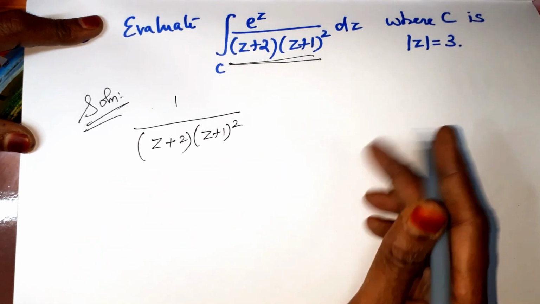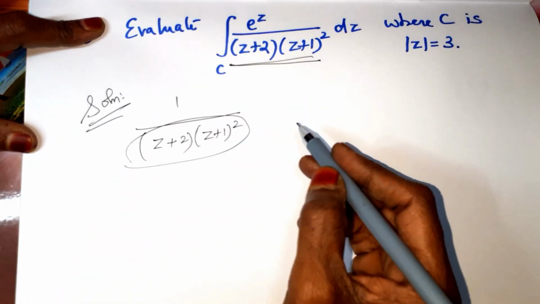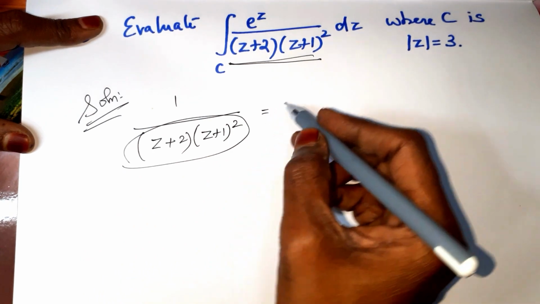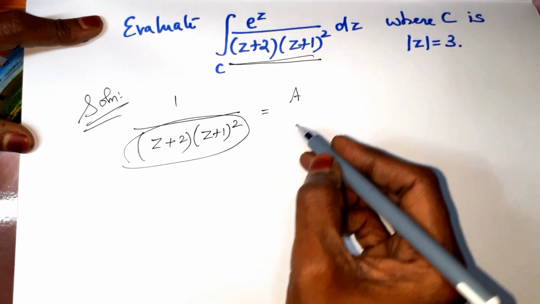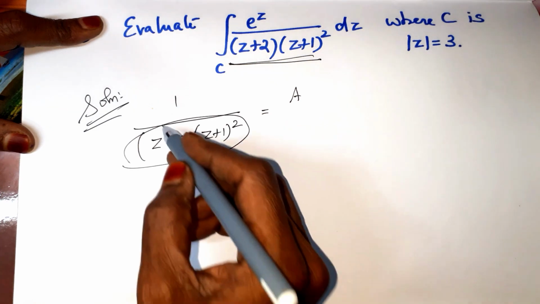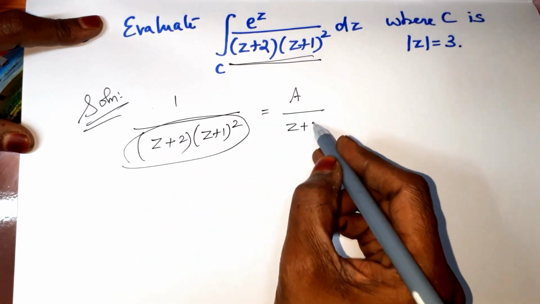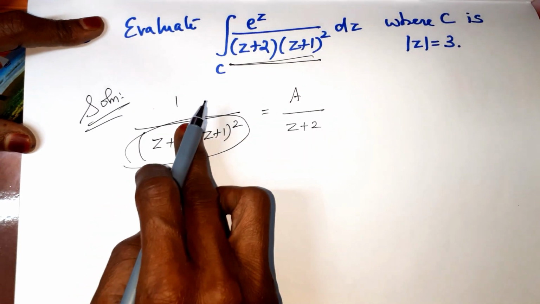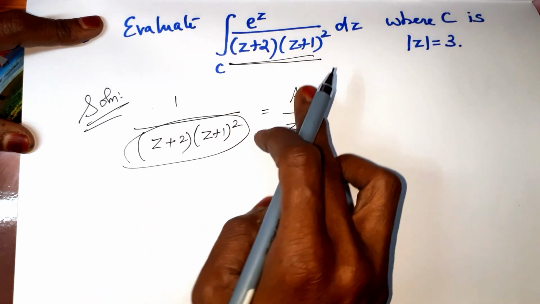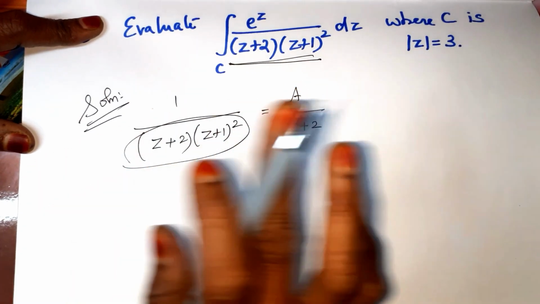We have to use partial fractions. Okay, how many factors do we have in the denominator? 3. So we have to take 3 constants, namely A, B, C. So A by the first factor, this is a linear factor, power 1, so it is a linear factor. So A by z plus 2, power 1.